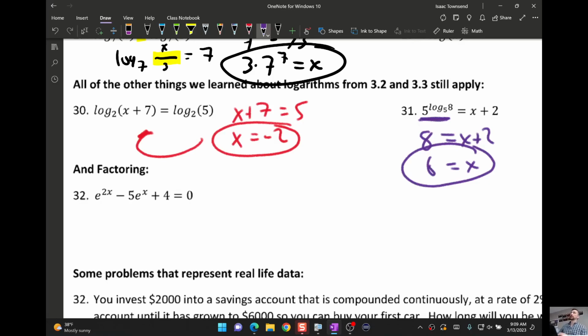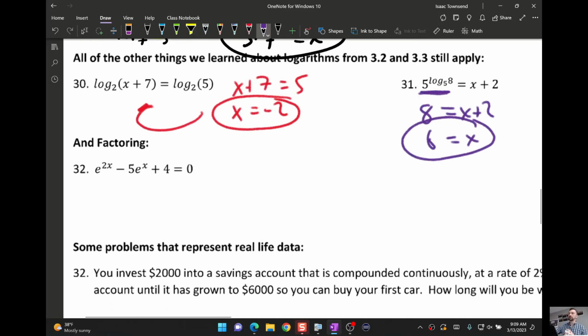So this is where it certainly helps if you put a lot of time and effort into 3.2. It makes those very easy questions.